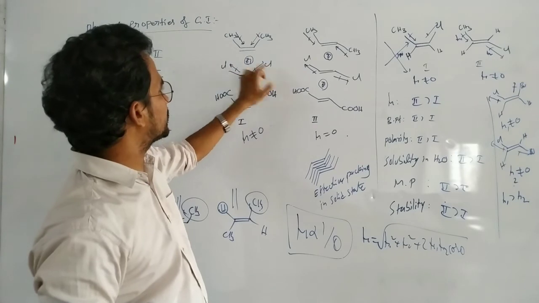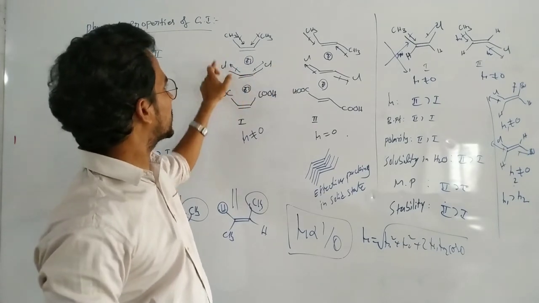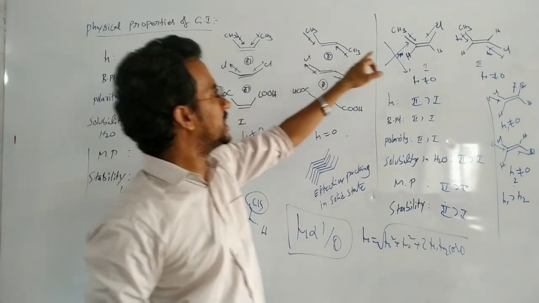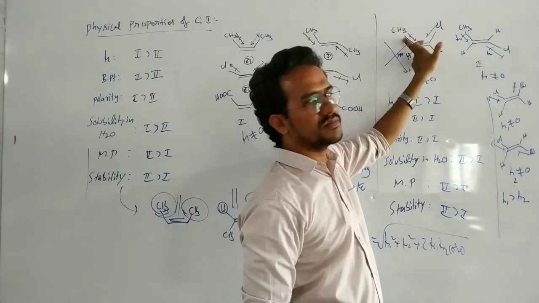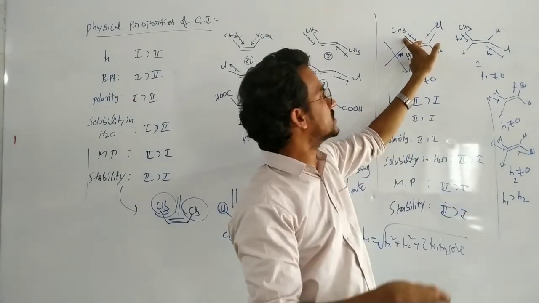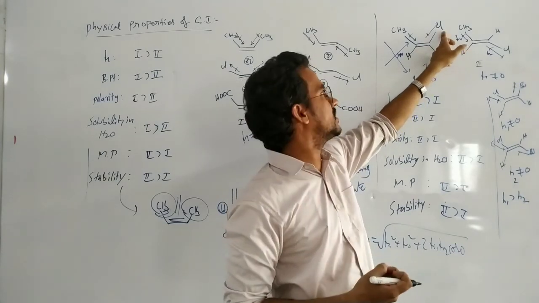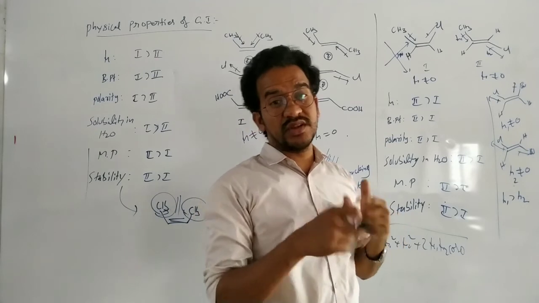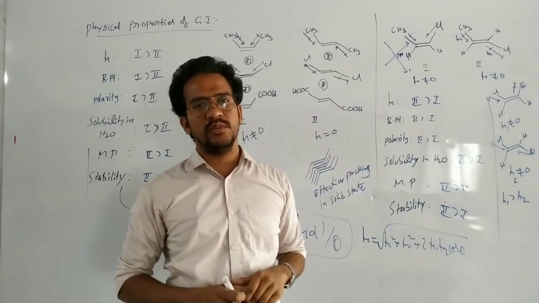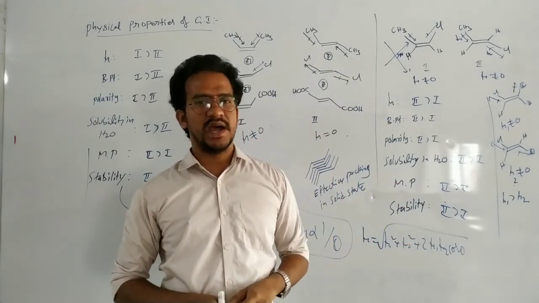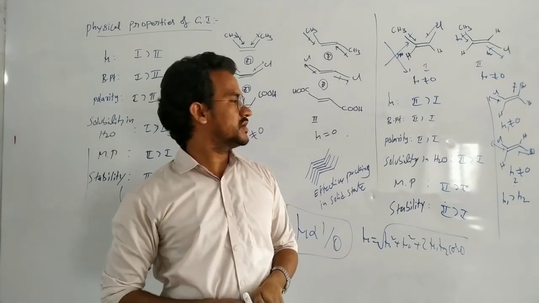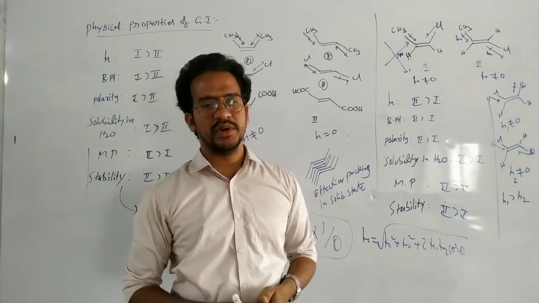Here the nature of the groups is different. This one attracting, this one attracting, this one releasing, this one releasing. But in this case, this methyl is releasing, losing electrons towards the sp2 carbon. This chlorine attracts the electrons towards itself from the sp2 carbon. So based on the nature of the groups attached to the double bond, we can assume which one has a higher dipole. That is about the properties of the geometric isomers.